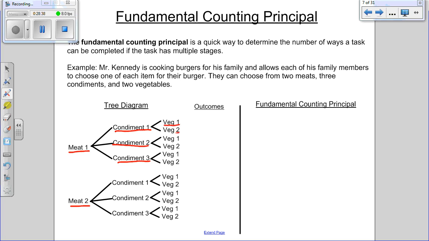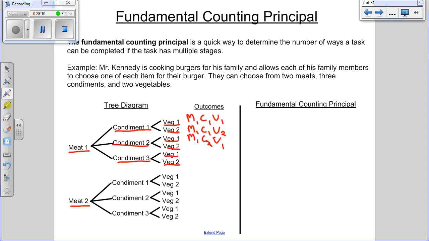So you could have M1, C1, B1, or M1, C1, B2, or M1, C2, B1. And you would fill out that whole chart. And it was a lot of work, wasn't it? When we did it with our heads and tails or our spinners, it was a lot. And those tree diagrams are good. Sometimes they're easy. But as these questions get bigger, they become more complex.